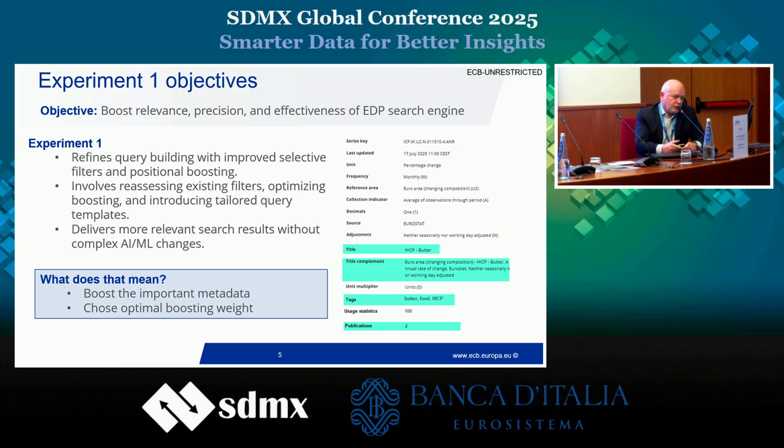So we had 3 main objectives for trying to improve the search engine. One of them was to look into the current queries we have, to see if we could improve them, making some of the search templates more related to different dataset types. In principle, it was just about boosting the important metadata and choosing the optimal weight of these metadata.